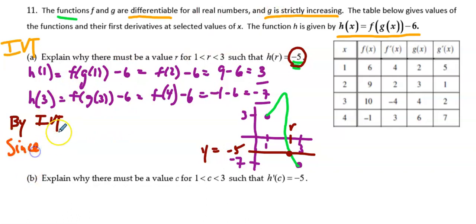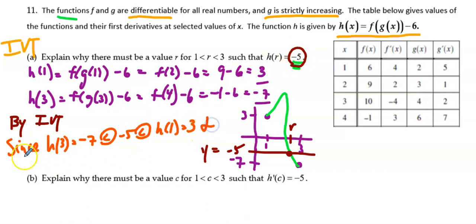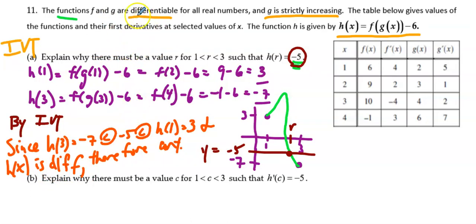So you would say that since h of 3, which is equal to -7, so the y value is -7, is less than -5, and that comes from this right here, which is less than h of 1, which is equal to 3. And I know the function's continuous. All right, so I know that h of x is differentiable, therefore continuous. And that's where students mess up with these problems, is that you can't just say it's continuous. You have to say, since it's differentiable, therefore it's continuous. I'm so sorry about my handwriting here. Therefore, that's supposed to be continuous, C-O-N-T.